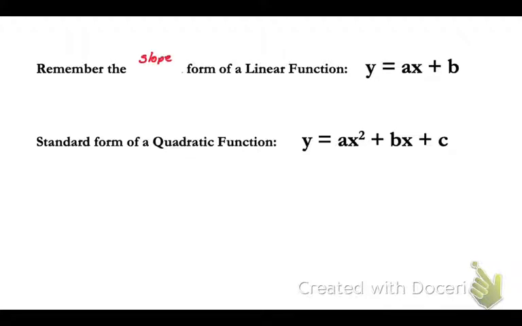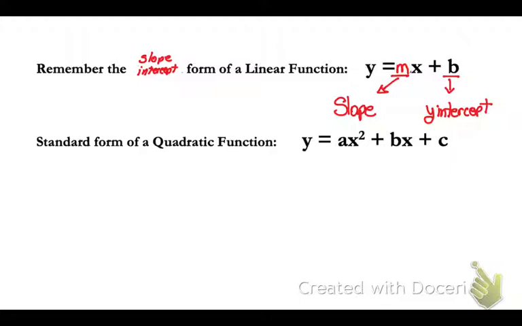Take out standard form and write slope-intercept form there, and take out the a and write m. So it should say, remember the slope-intercept form of a linear function, y equals mx plus b. Now, we learned about that, and we learned that the m part of that is my slope, and the b part of that is my y-intercept. So I could graph that equation if I needed to.